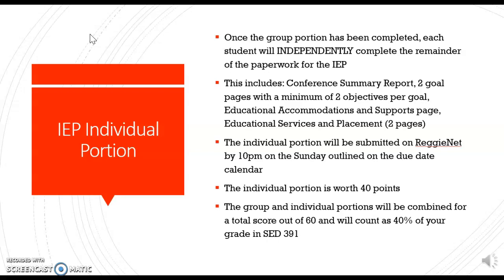The individual portion will be submitted on ReggieNet by 10 p.m. on the Sunday outlined on the due date calendar. The individual portion is worth 40 points. Once both the group and the individual portions have been graded, those scores will be combined for each candidate for a total score out of 60 and will count as 40% of your grade in SED 391.